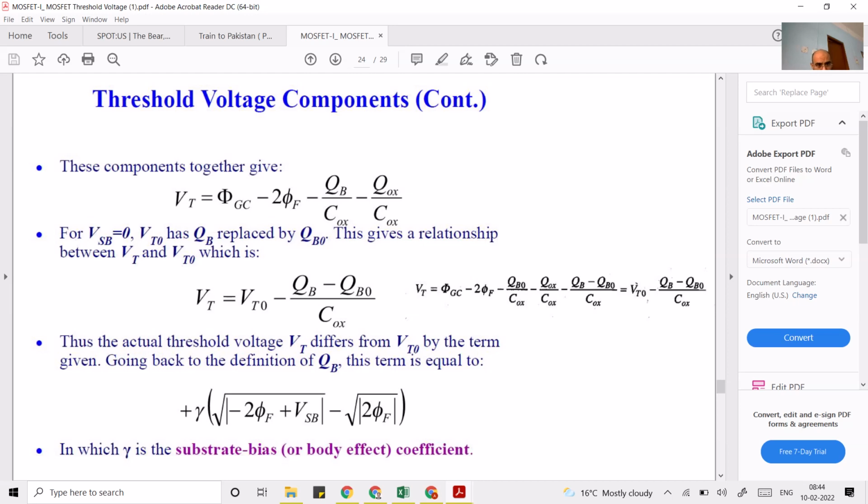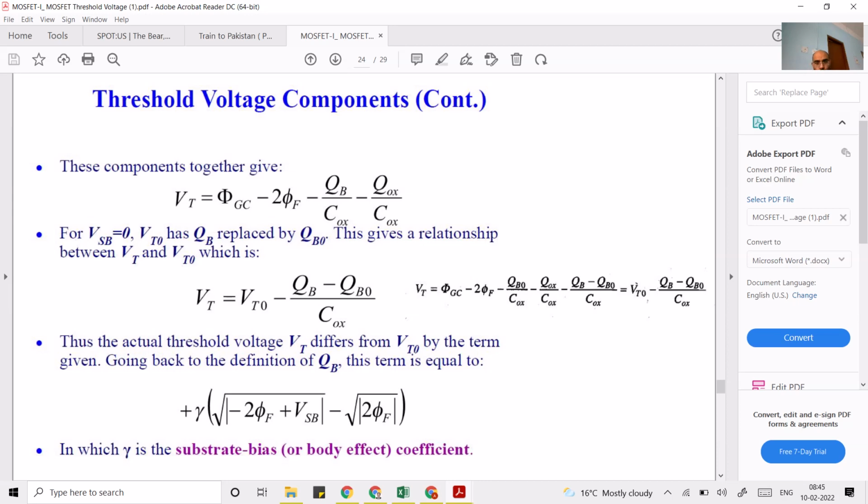In this particular equation, we add and subtract some terms. I have written the expression to show how to get this, because you may find it difficult to understand sometimes. In this equation, if we add and subtract QB0 upon Cox, the equation will remain the same, since we are adding and subtracting the same component.